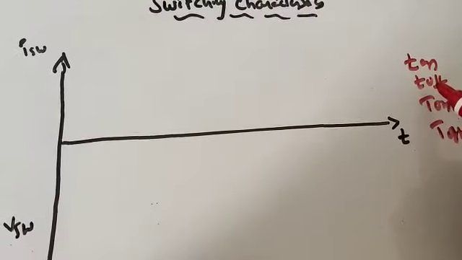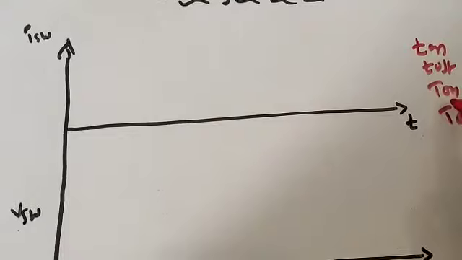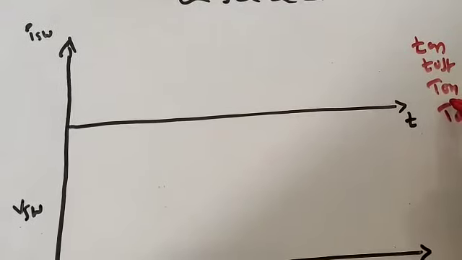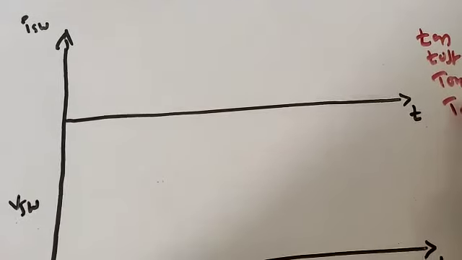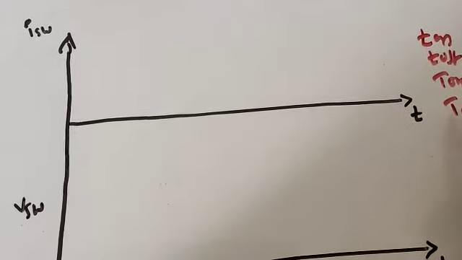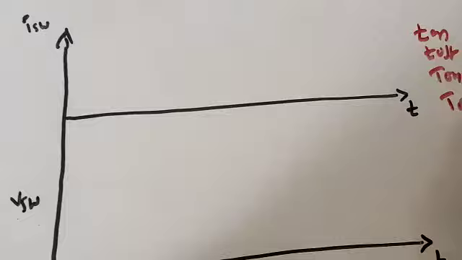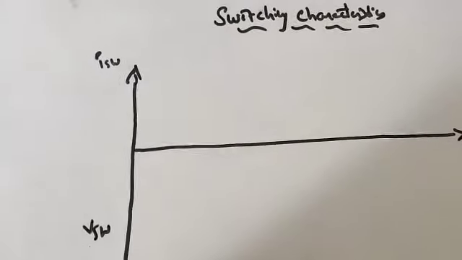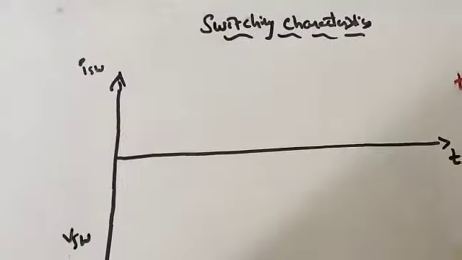T off is the time taken to turn off the switch, and capital T on is the time duration during which the switch is under steady state on condition. Capital T off is the time during which the switch is under steady state off condition, right? So how am I going to draw the switching characteristics?